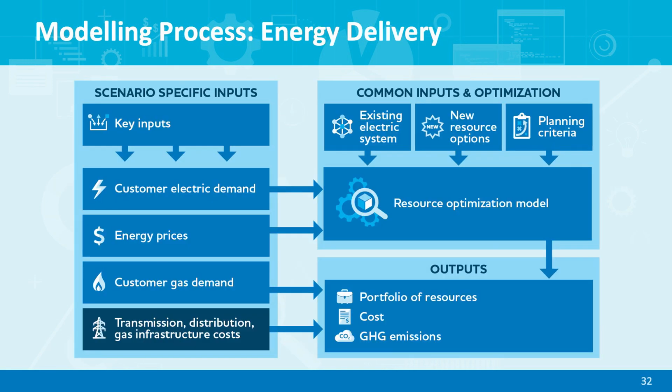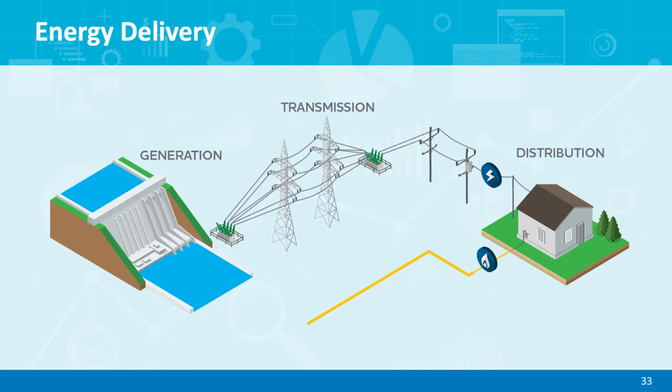Next, we'll talk about the infrastructure used to deliver energy to our customers. So far, we've mainly focused on the electrical system as it's the main focus of the model. However, natural gas is also a factor in our planning, so assumptions have been made on natural gas consumption and costs. Back to the electrical system, transmission and distribution systems are used to deliver electricity from generating resources to customers.